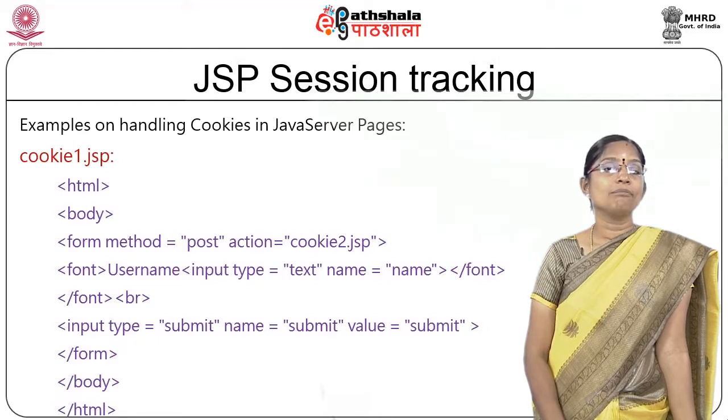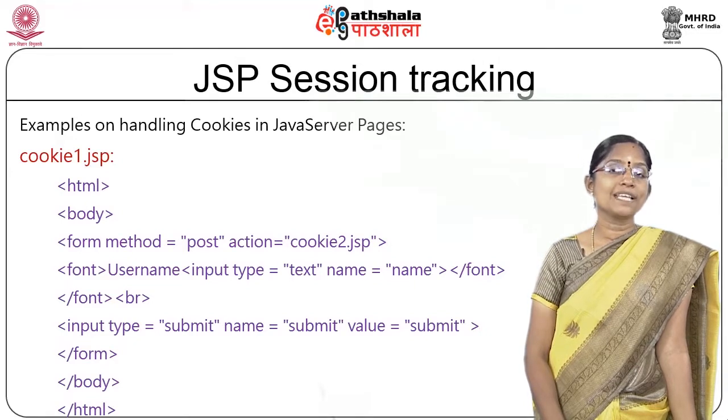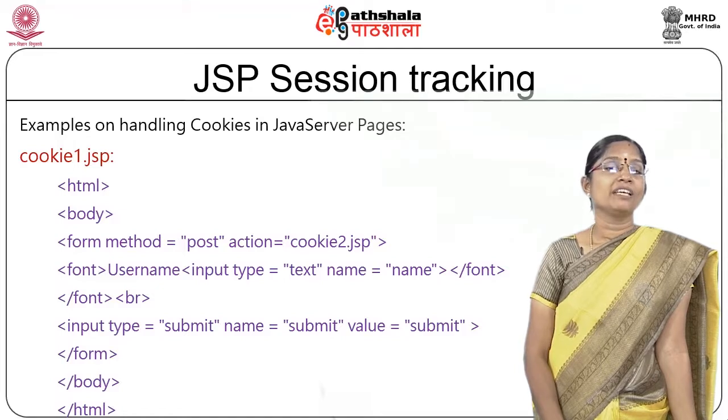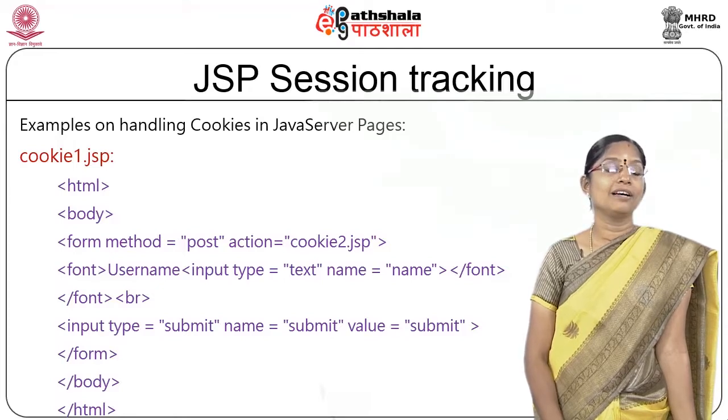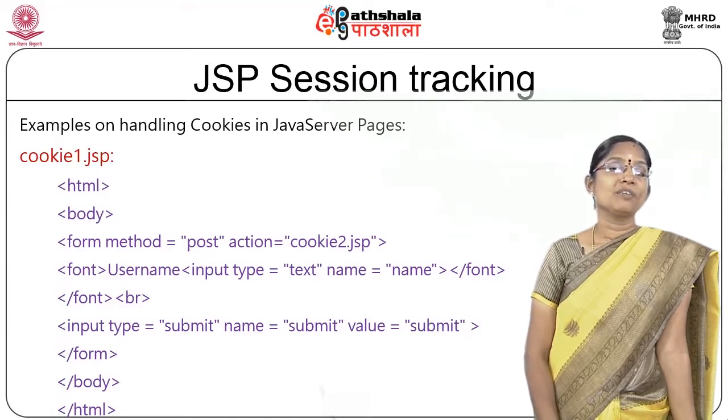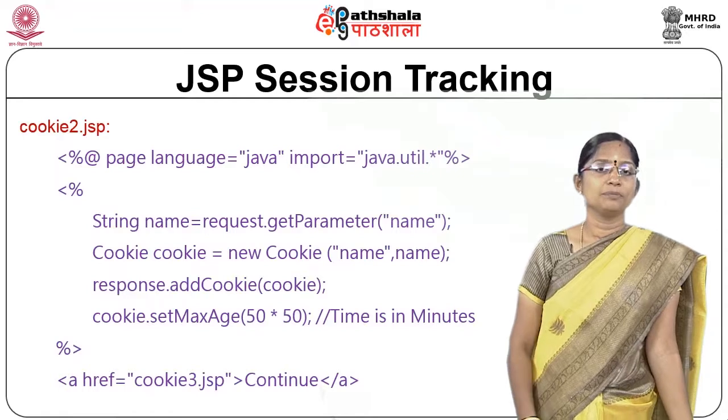This is an example used for handling cookies in JSP pages. A form has been created here. It uses the post method, with action equal to cookie2.jsp. Once the submit button has been clicked, it goes and executes cookie2.jsp. Here the username is accepted using a text type. Once submit has been given, it goes to cookie2.jsp.